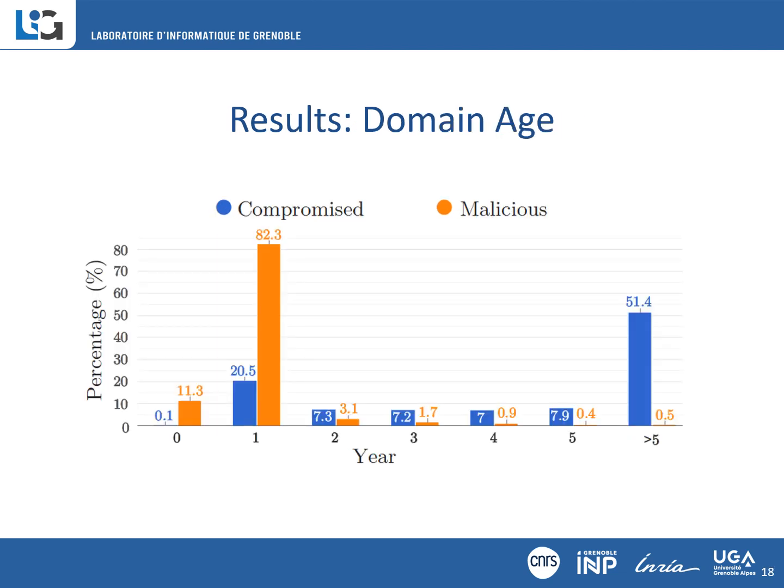We also analyzed the age of a domain at the time of blacklisting. We can see that 11% of malicious domains were blacklisted on the same day they were registered. A total of 93% of malicious domains were blacklisted at most 1 year after their registration. On the other hand, 66% of compromised domains were older than 4 years at the time of blacklisting.